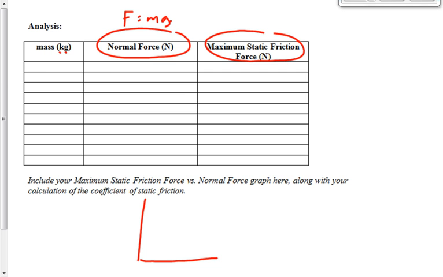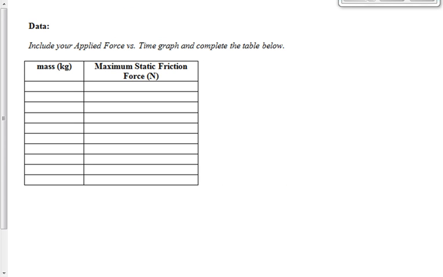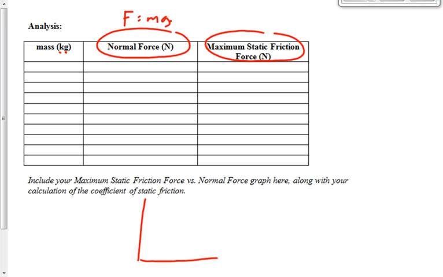Remember, this is your data because this is what you're recording. This is your analysis because you're doing something with it. The graph is also analysis. The force of static friction, the normal force, you should theoretically, when you plot this, get a straight line. More or less, a straight line. The slope of that graph should equal the coefficient of static friction.